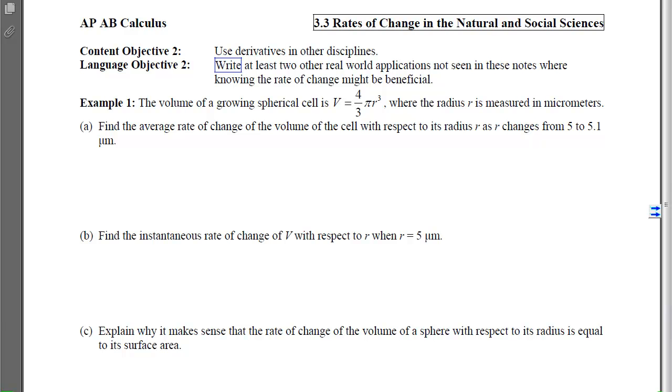So to do this, we are going to look at the fact that the average rate of change is a secant slope. So our secant slope is going to equal V evaluated at 5.1 minus V evaluated at 5 over 5.1 minus 5. So we can use our calculator to compute this, and we'll put this into y1.